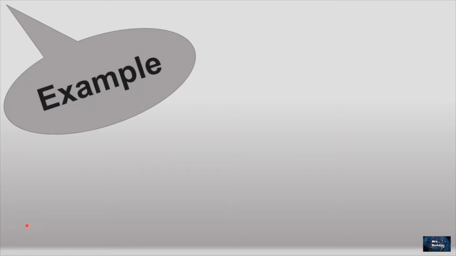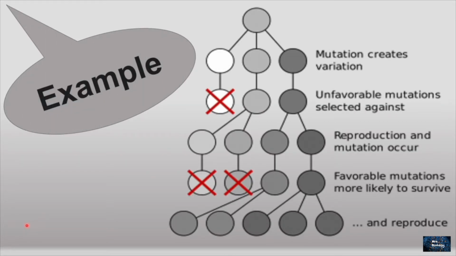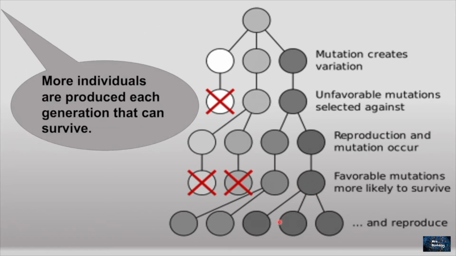Let's take an example to connect between Darwin's theory of natural selection and mutation in genetics. As we know, mutation creates variation, but unfavorable mutations are selected against and will not be passed to the next generation. On the other hand, favorable mutations are more likely to survive and reproduce. That means more individuals are produced each generation that can survive.